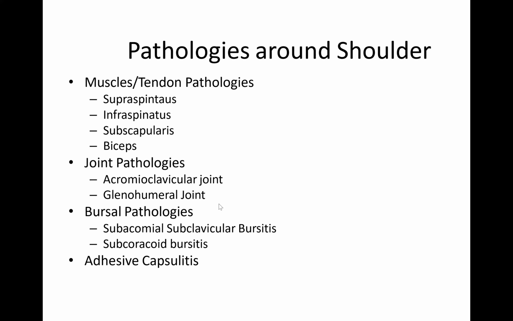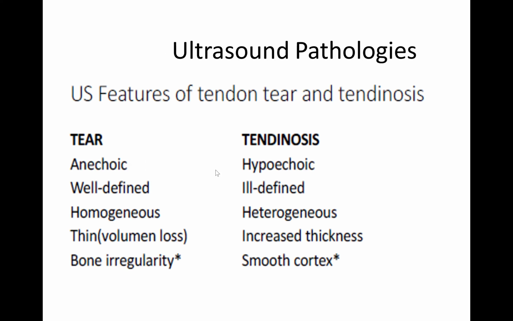And what are the pathologies around the shoulder? There could be muscle and tendon pathology, which may involve any of the rotator cuff tendons. There could be joint pathologies involving the AC joint or the glenohumeral joint. There could be bursal pathologies involving the SASD bursa or the subcoracoid bursa, or adhesive capsulitis. So in ultrasound, we need to differentiate between the tear and the tendinosis. How do we do that? I know you must be knowing this.